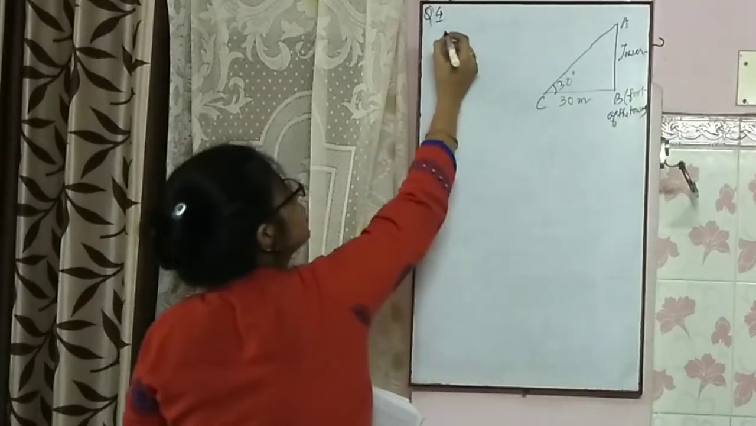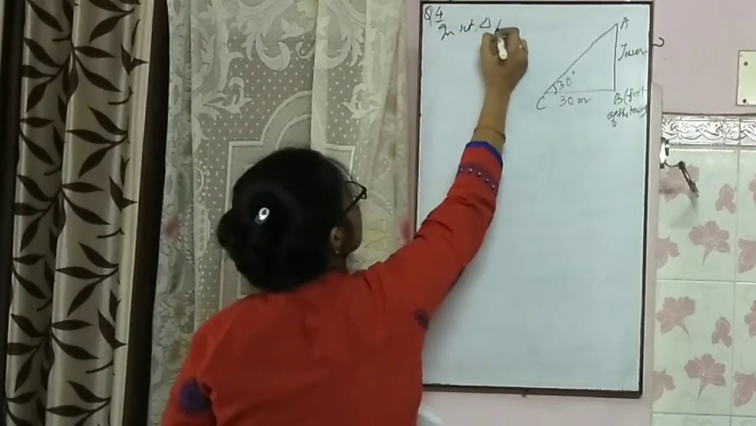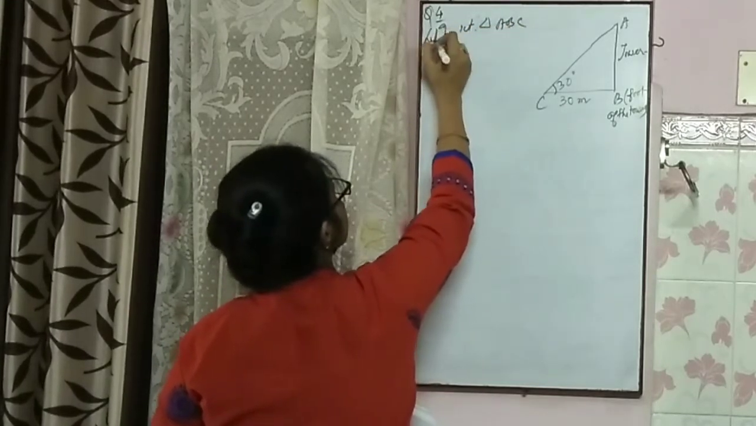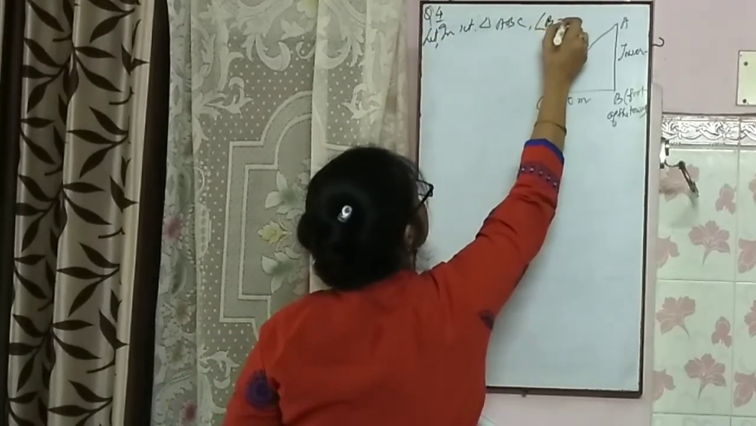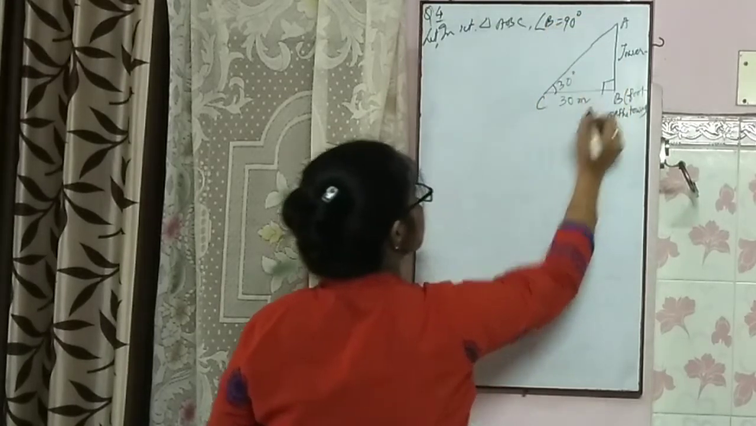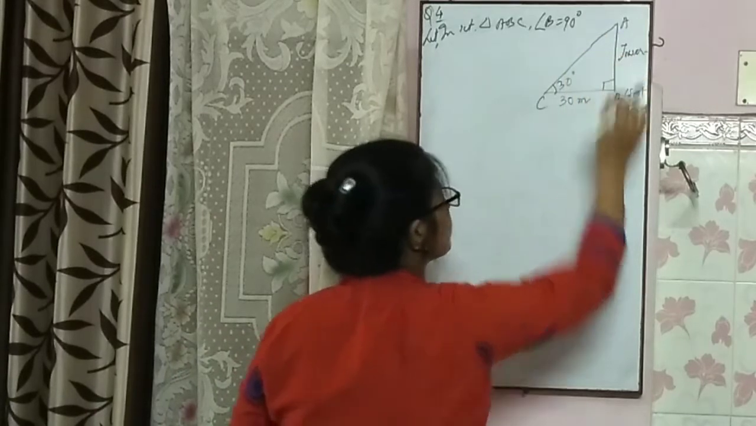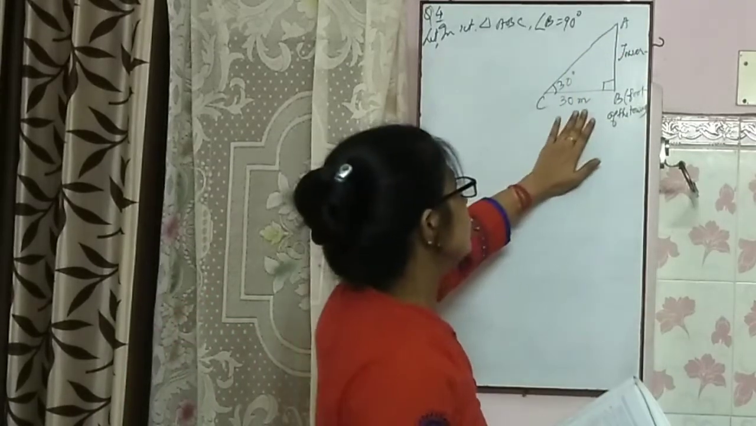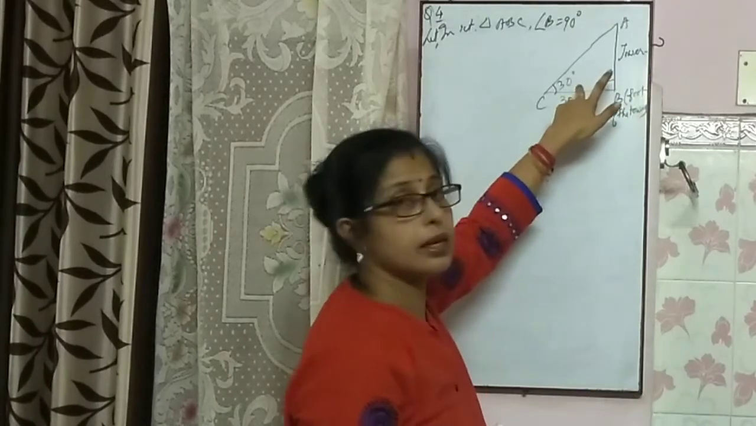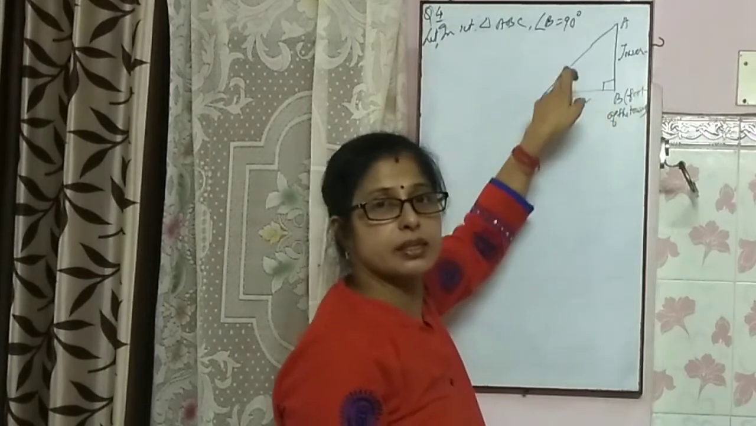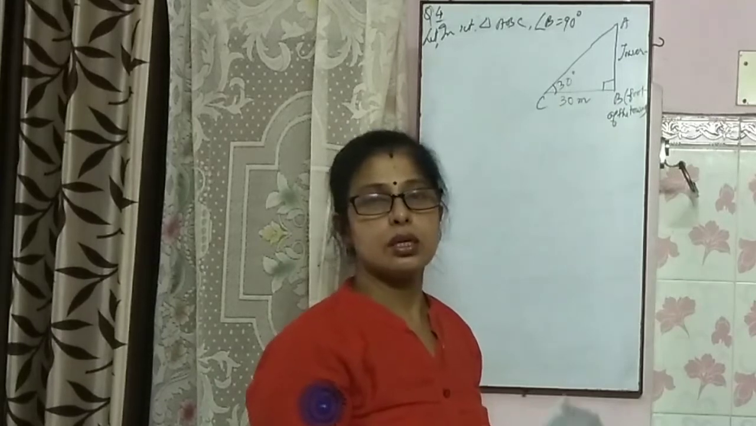Let in right triangle ABC, angle B is equal to 90 degree. You need to find the height of the tower. So for finding the height, we need to get a relation between this and this angle. This is the perpendicular, this is the base and this is the angle of elevation. So perpendicular by base gives you tan.